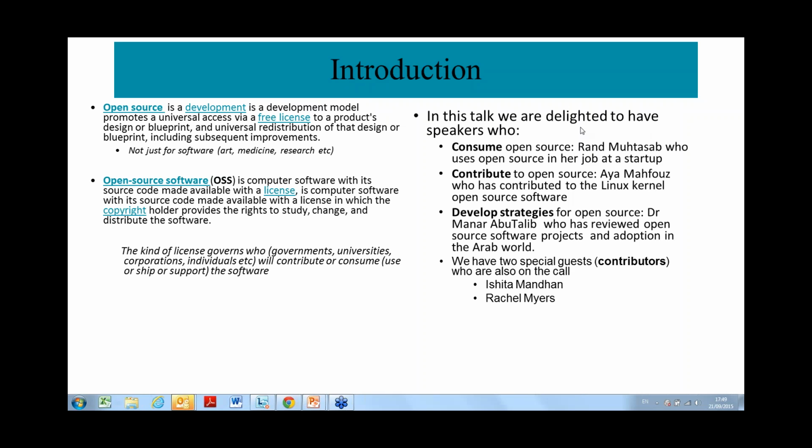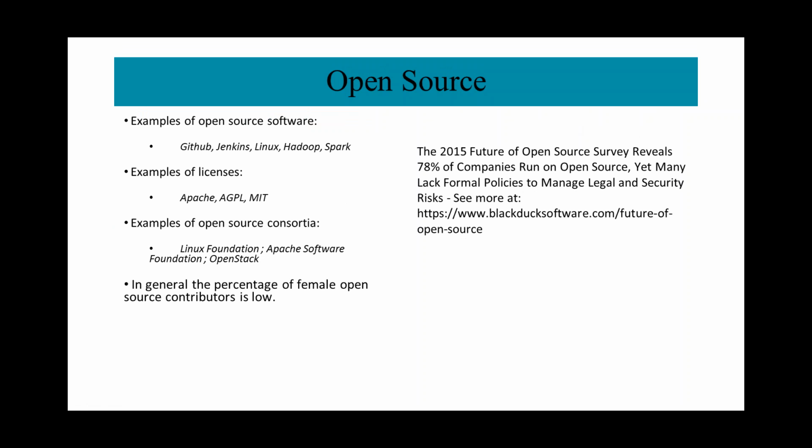So briefly going on to the next slide, there are various examples of open source projects and licenses. Examples of open source projects: GitHub, Jenkins, Linux, Hadoop, Spark, Eclipse. There's a lot of open source projects. They could be tools, they could be software to help you manage other software. So that's GitHub and Jenkins, Linux an operating system. There's databases like Cassandra. There's big data processing like Hadoop and Spark. And there's examples of licenses.